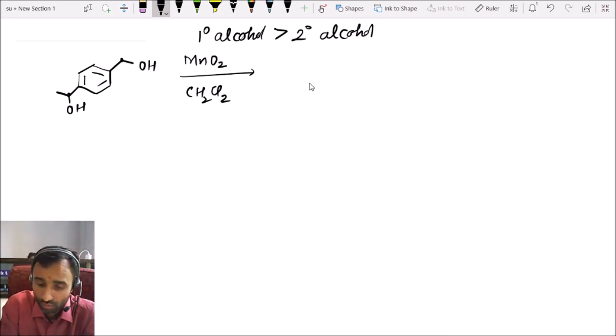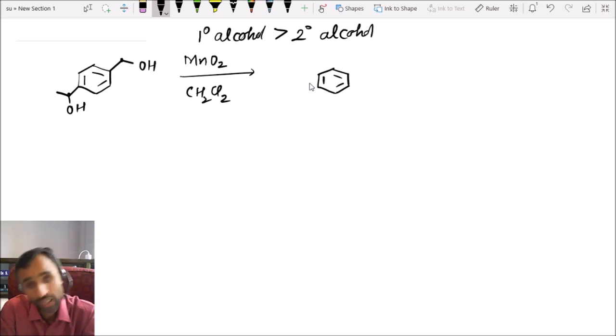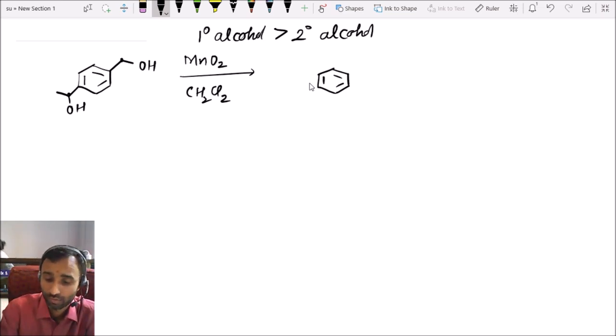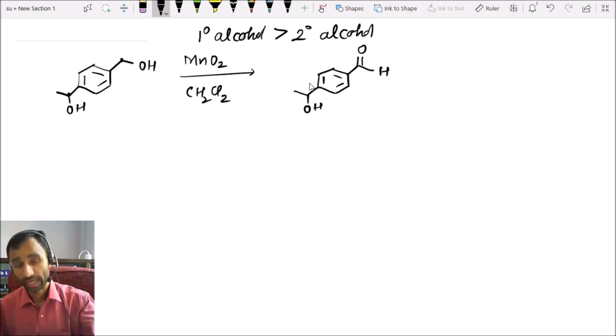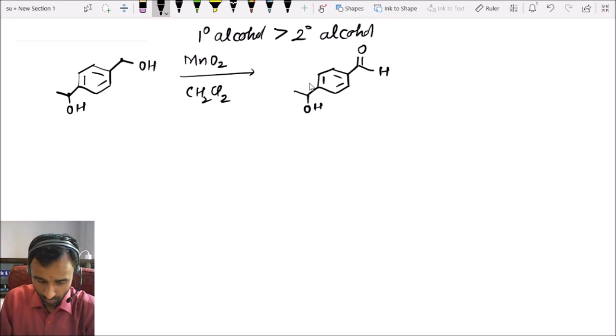So when we are going to do this reaction and we have benzylic alcohol on both sides, then the only alcohol which is oxidized is primary. That's it. Very important point, that when we have benzylic alcohol on two sides, then primary benzylic alcohol is oxidized in preference to secondary benzylic alcohol. Okay? Yes. Now let us do one more example.